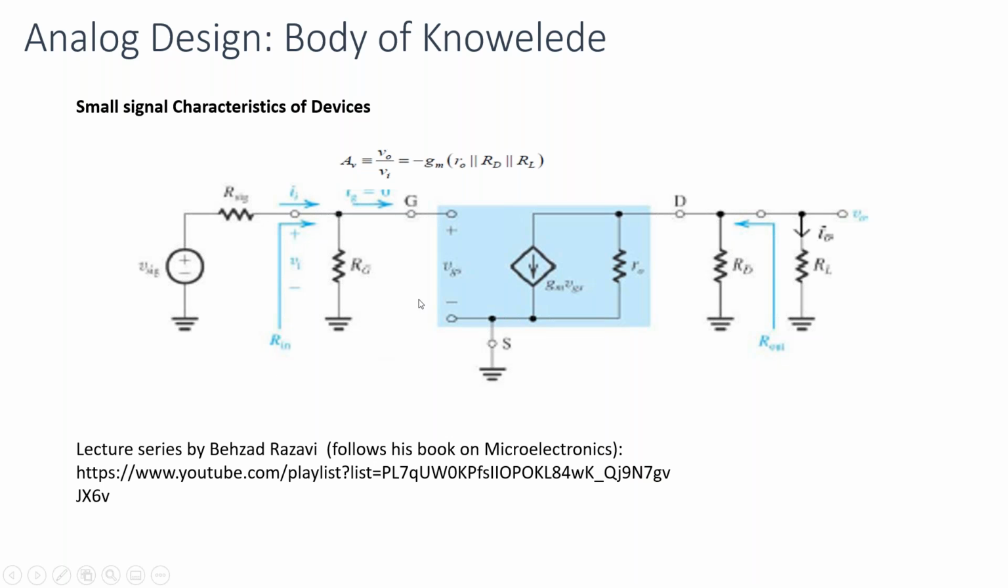You should also understand what we mean by small signal. It is basically a perturbative model. I've also included some other references, like an excellent series of lectures by Behzad Razavi, which follows his book on microelectronics, very similar in scope to Sedra Smith's book. So basically, you should understand basic amplifiers, IV characteristics, what the small signal model means, and how to calculate the gain of any typical amplifier structures.